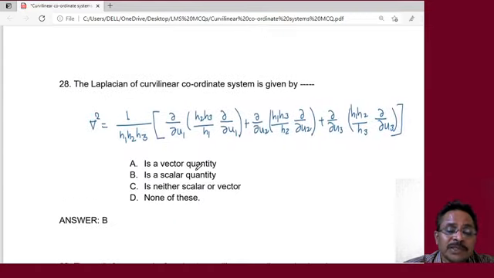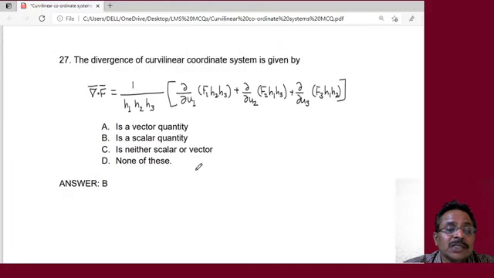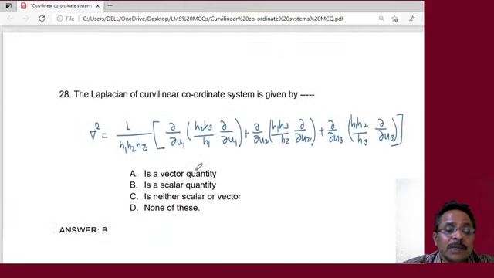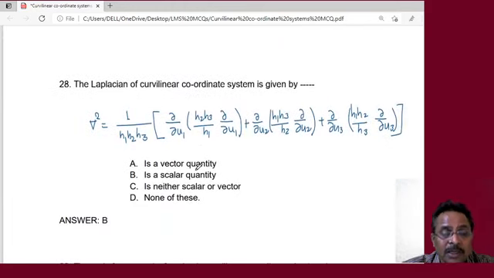Now, this question is again exactly similar. This is the Laplacian. Try to understand the difference between this and this. So this is our divergence. Laplacian is given by del square. This operator Laplacian del square is equal to, again, 1 upon the product h1, h2, h3 of scale factors. Then in the bracket del upon del u1, in the bracket the scale factors of second and third direction divided by first direction, h2, h3 upon h1 into del upon del u1.